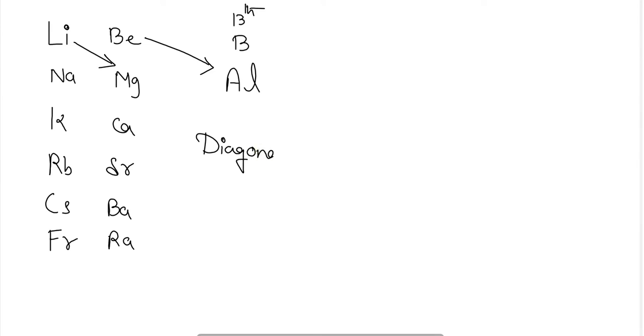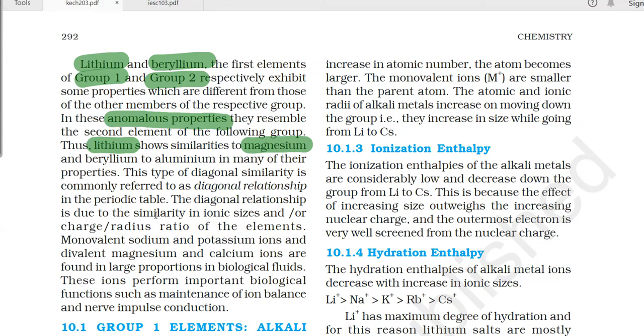It is the diagonal relationship of the first elements of the alkali metals and alkaline earth metals. So what is this particular relationship? Let's talk about this.